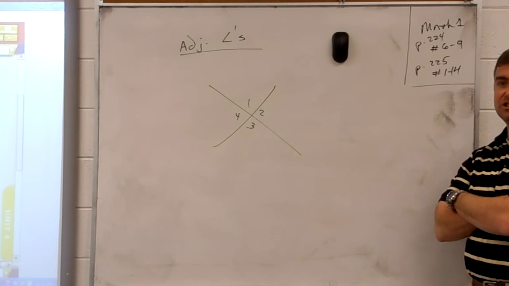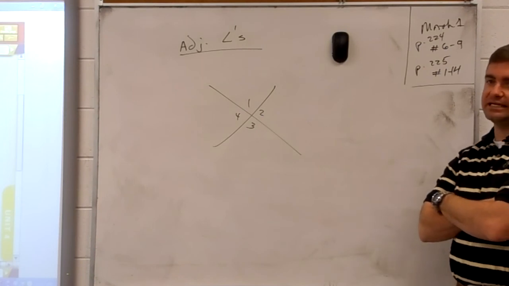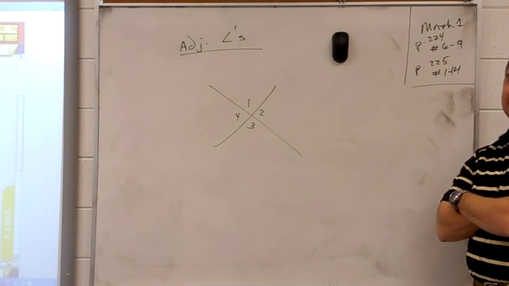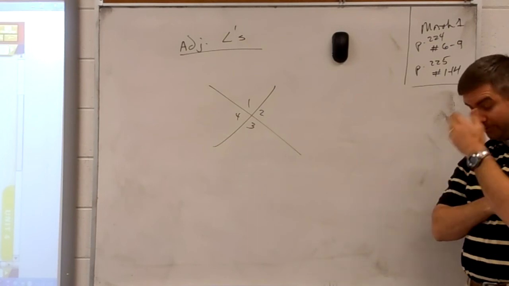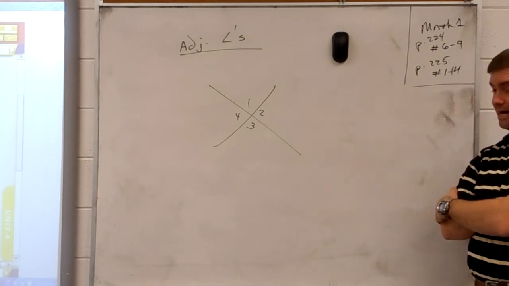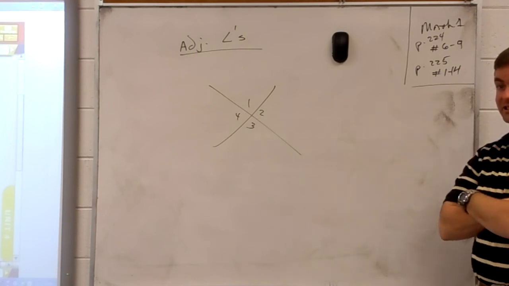How about 1 and 3? No, non-adjacent. Okay, so make sure, adjacent angles is not difficult. Don't make it harder than it is. It's like two cars parked side by side in parking spaces. If one car parks crooked in the parking space, then they would not be adjacent. If they overlapped for some reason, they're not adjacent.